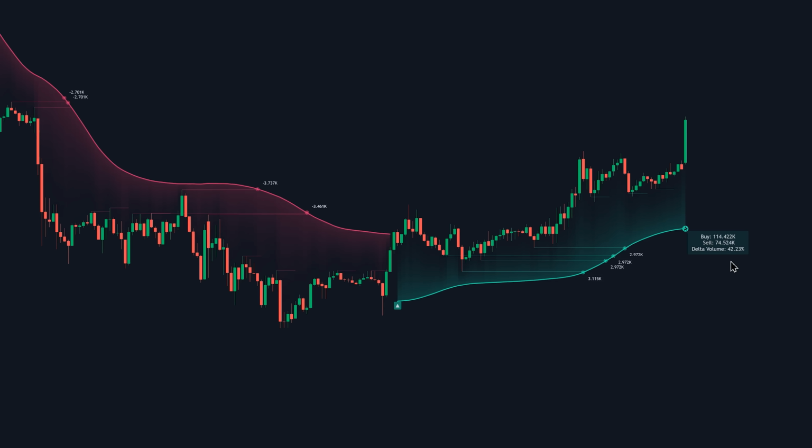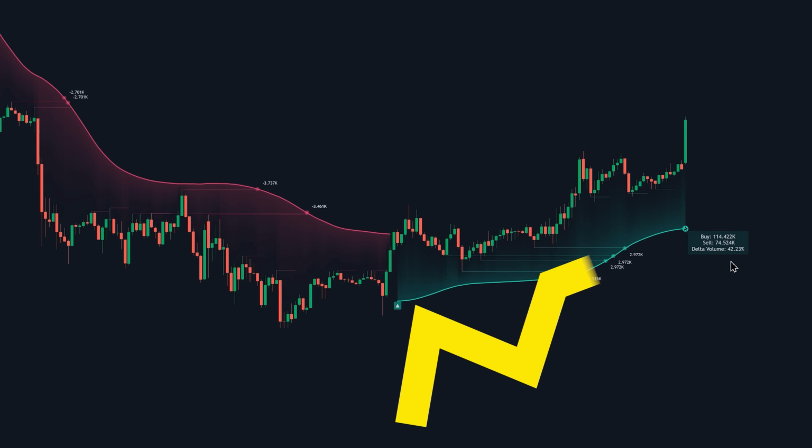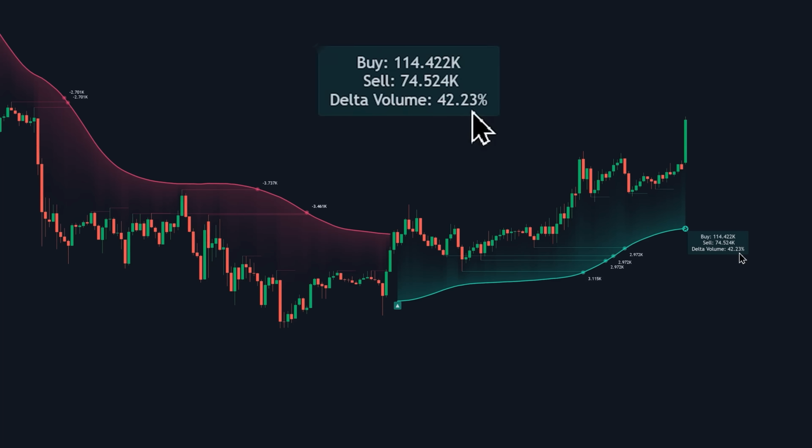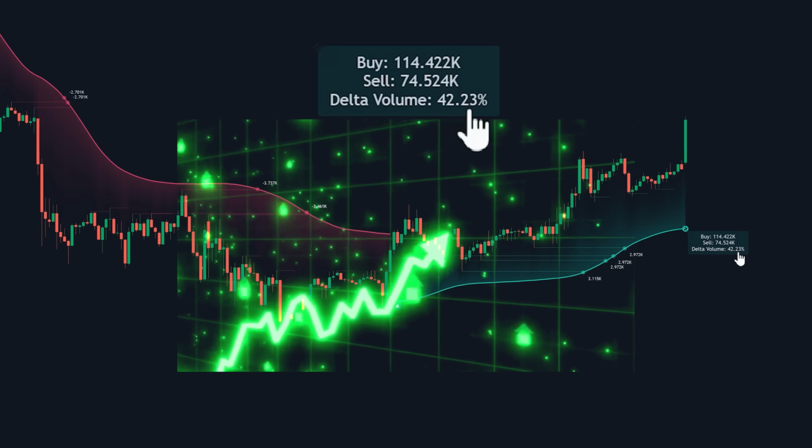But how it works is as simple as this. For a bullish trend, which is indicated by a green trend cloud, like this one, the delta volume is supposed to be positive. And not just positive, it should be at least 30%. That would indicate that whatever bullish trend we'll be trading in is strong enough to keep the price going up.